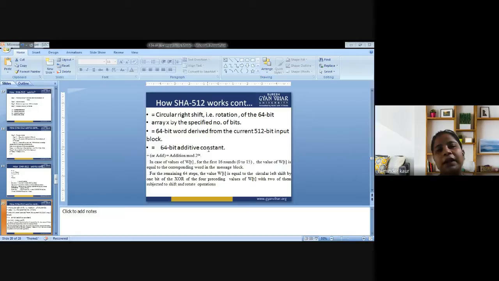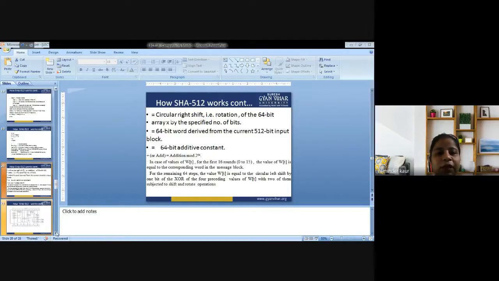So the 64-bit additive constant is there, that is, we are supposed to use the modulus that consists of 2 raised to power 64. The WT values for the first 16 rounds, 0 to 15, are equal to the corresponding words in the message block, because W is concerned with the word. For the remaining 64 steps, the value of WT is equal to the circular left shift by 1 bit of the XOR of the 4 previous values of WT, with 2 of them subjected to shift and rotate operations. So how complex it is, you can imagine.